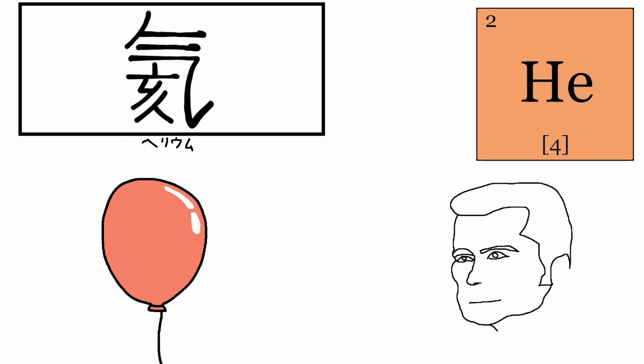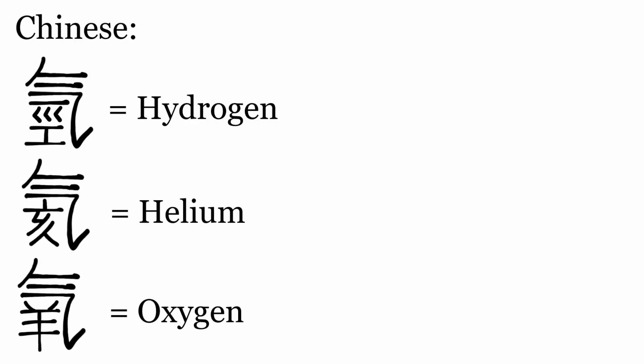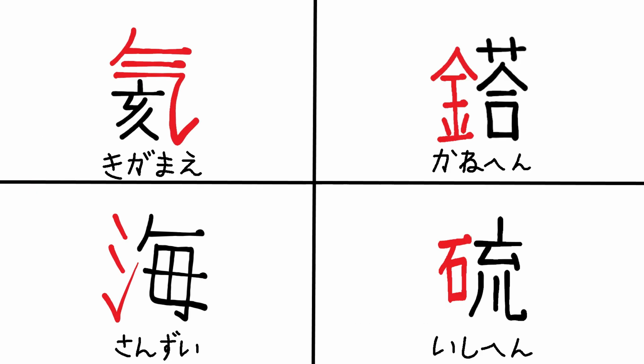Helium is written like this. Notice how this kanji mildly looks like the Japanese kanji for air. That's because this shape is a general way to represent gases in Chinese, and in the same vein, Japanese as well. Here are the 4 radicals you need to know for today. Try to guess each of their purposes.